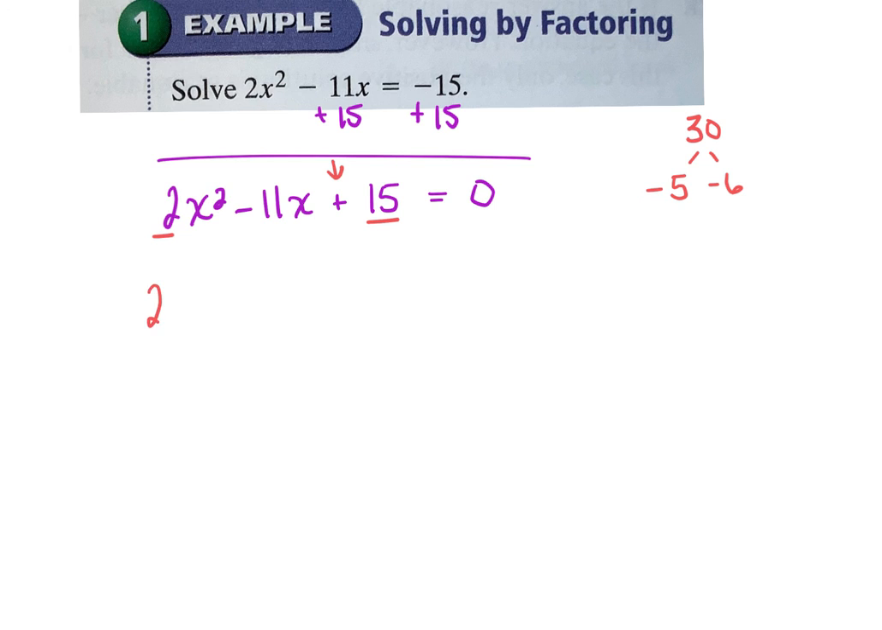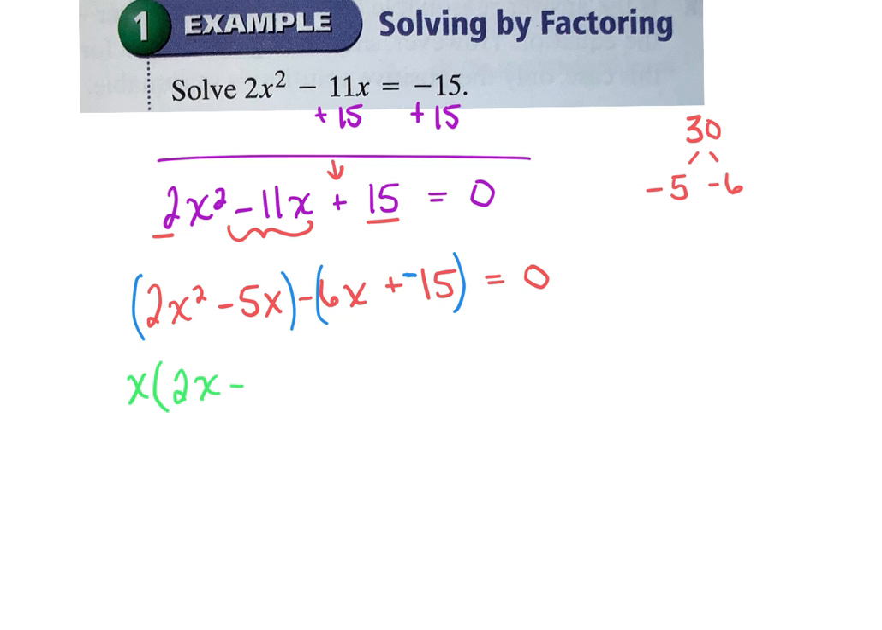So I'm going to rewrite this. I'm going to say 2x squared, and I'm going to rewrite this to negative 5x and negative 6x, and then I'm going to leave the last one the same. Now, how do I factor a 4-term polynomial? By grouping. So I'm going to group this. I grouped behind a negative, so what do I need to do to the 15? Change the sign, right? What can come out of the first group? Just an x. And what am I left with? 2x minus 5. What can come out of the second group? 3. And I'm left with 2x minus 5. That's what I wanted.